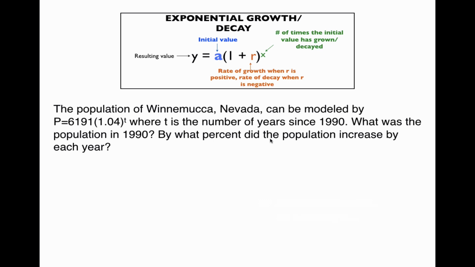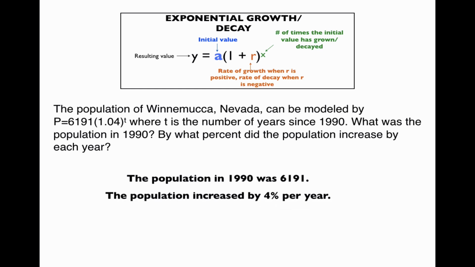And by what percent did the population increase each year? Well, here we have 1.04 as our growth factor. Now, if we split that up into 100% plus the growth rate, that would be 100% plus 4%. So it seems like we're adding 4% every year. So the answers would be the population was 6,191, and the population increased by 4% per year.